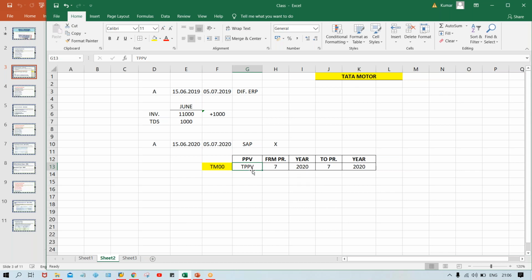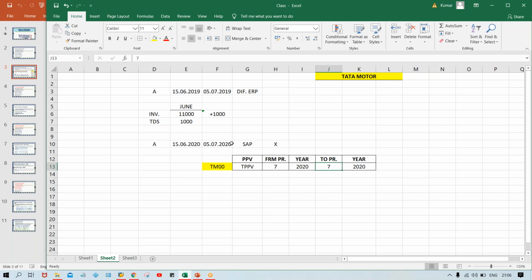Practically we are going to see how it is assigned, and later, once the complete configuration is done, we can check the control practically also, so that you guys have a perfect understanding. So against your company code, which posting period variant got assigned? TPPV. And against TPPV, which period is open? From period 7 to period 7, which means only one period is open, the 7th period. The 7th period means July.